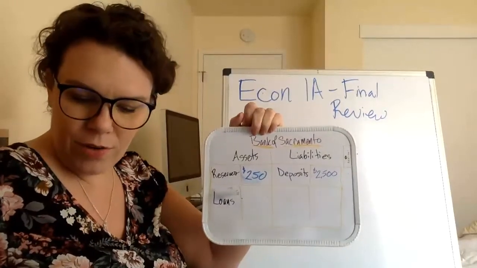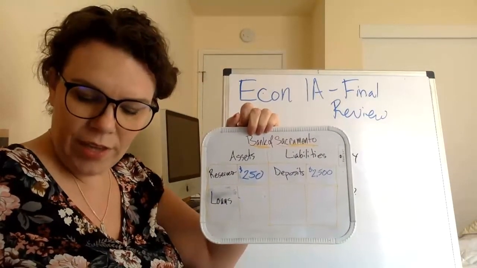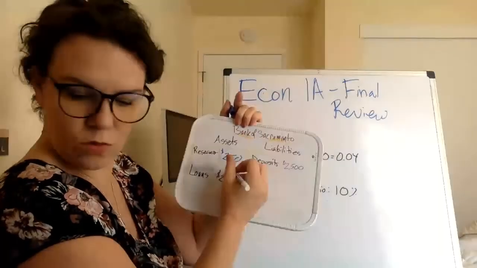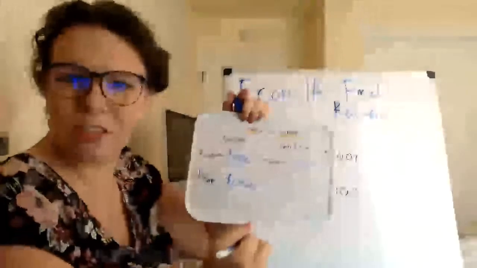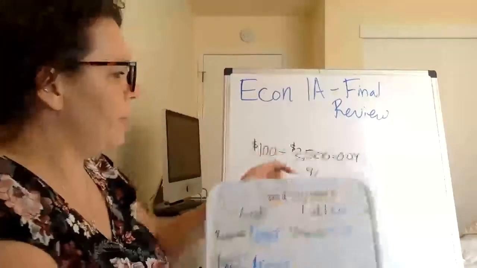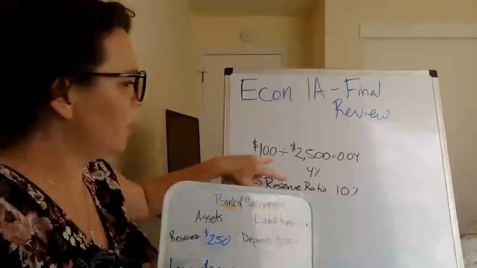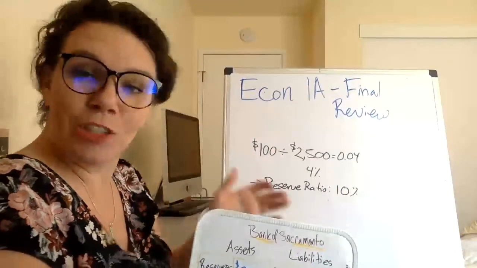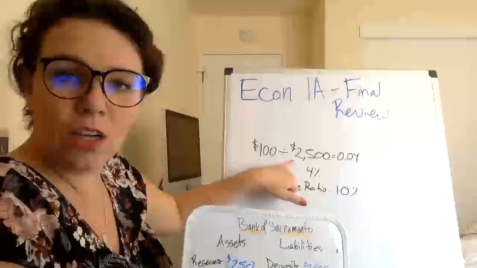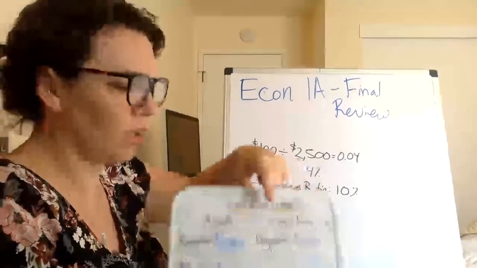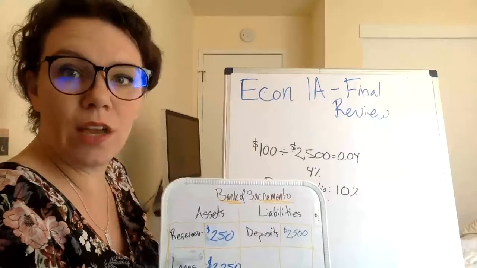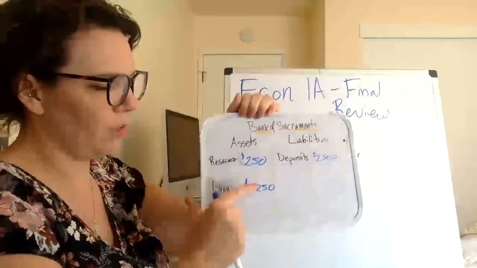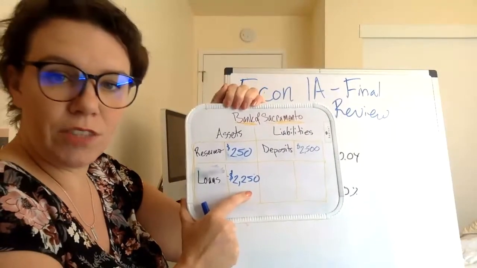right? Of the $2,500, $250 are going to be held in reserve, and that means that only $2,250 can be loaned out. So backtrack, do over. If the reserve requirement is 4%, that means 4% of every dollar deposited is held in reserves. So if $2,500 are deposited, 100 is held in reserve and 2,400 is loaned out. If the reserve ratio goes up to 10%, then we're going to see 10% be held in reserves and the remaining 90%, or $2,250, be loaned out.